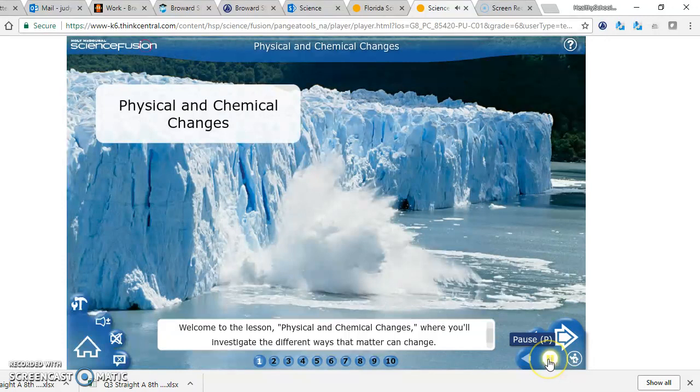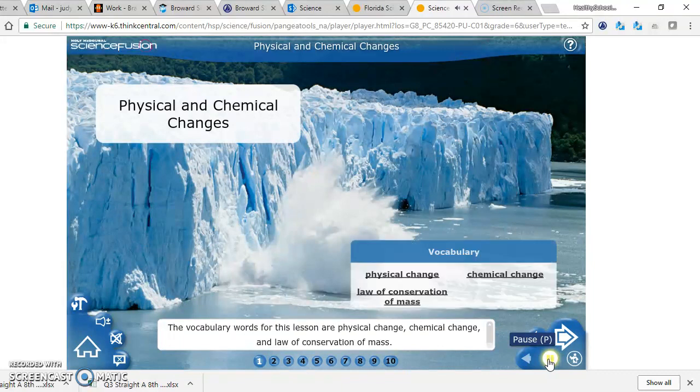Welcome to the lesson Physical and Chemical Changes, where you'll investigate the different ways that matter can change. In this lesson, you'll learn to recognize the difference between physical and chemical changes. The vocabulary words for this lesson are physical change, chemical change, and law of conservation of mass.